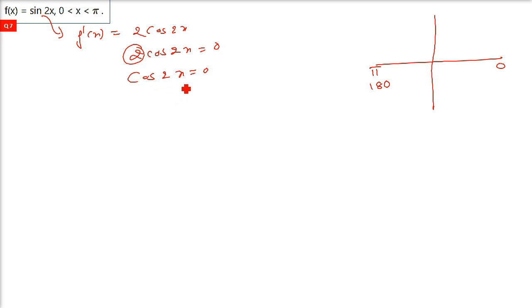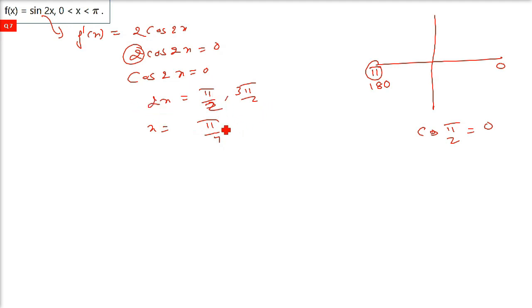Now you know what are the values of cos theta for this to be 0. Cos pi by 2 is equal to 0. Cos 0 is 1, cos pi by 2 equal to 0. So 2x has to be pi by 2 and 3 pi by 2. Why am I talking like this? Because it is between 0 and pi. So we have to take this 3 pi by 2, you'll just know.